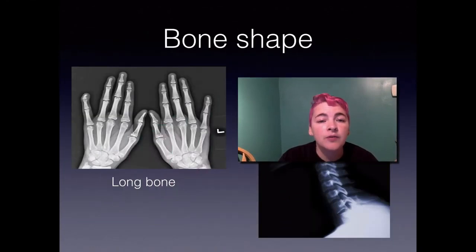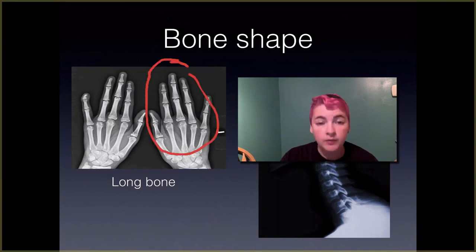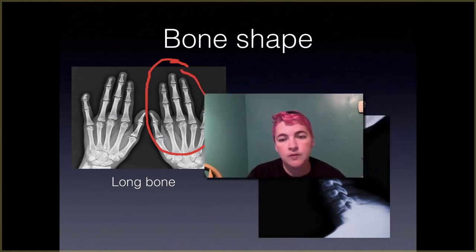Long bones are those that are longer than they are wide. The main bones in your arms and legs are long bones. Also, those bones in your fingers, your phalanges. These are all long bones here. Just because they're short in stature doesn't mean that they're not long bones. They are long bones, but they're just short long bones.